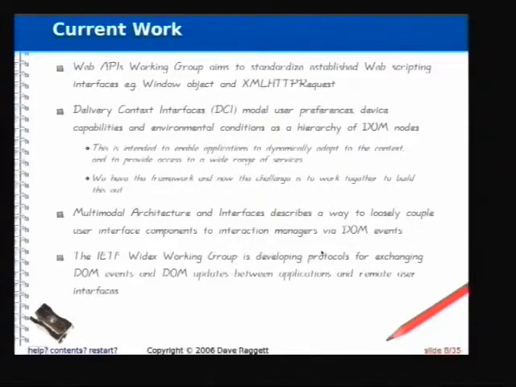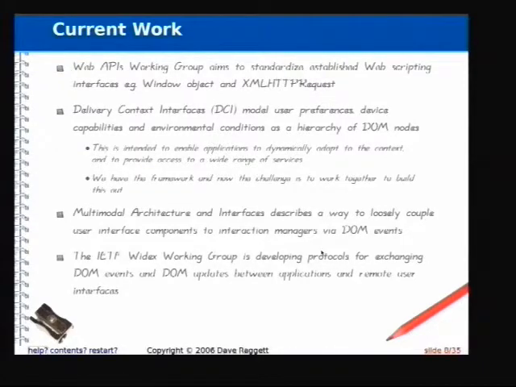So a little bit more detail about the current work that's been going on. The Web APIs working group is part of the rich web client activity. And that's standardizing existing web scripting interfaces, such as the window object and XML HTTP request. Then in the device independence working group, there's this piece of work which I brought there on delivery context interfaces. This work has changed its name over its life as it's moved from one place to another. So it was originally called the system environment, and then the dynamic properties interfaces, and then finally delivery context interfaces.